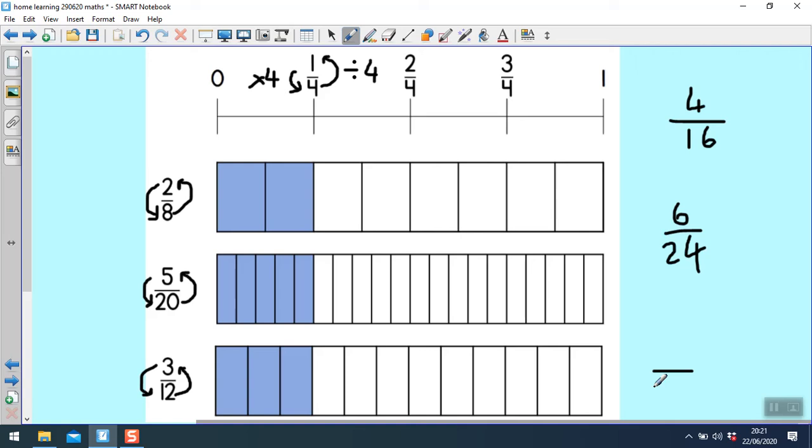Think of a denominator and divide it by 4, and I'm going to get 8. And there's many, many more. As long as your denominator is 4 times bigger than your numerator, then it's equivalent to 1/4.